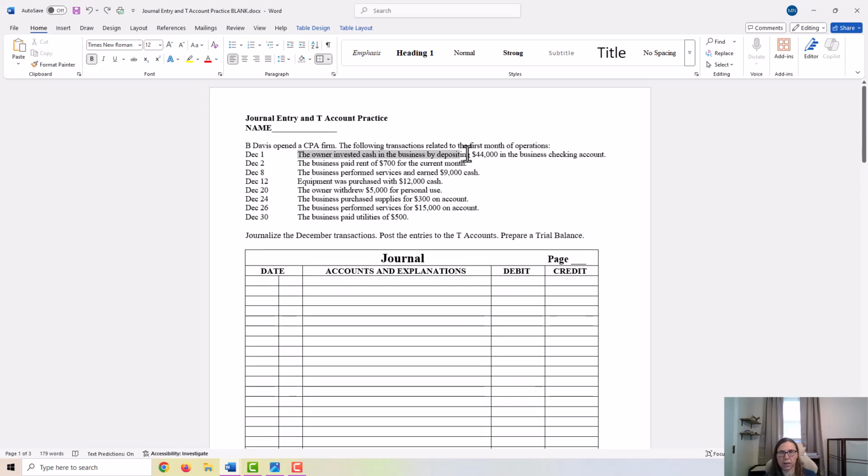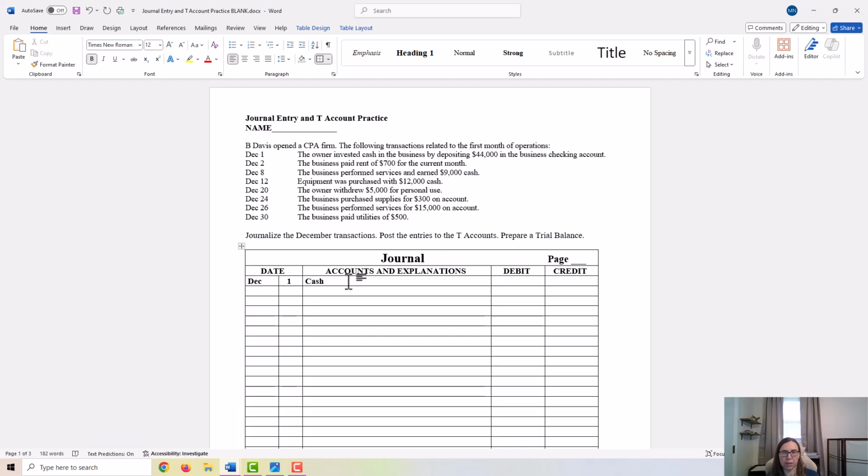The first transaction is the owner invested cash in the business by depositing $44,000 in the business checking account. That was on December 1st. You could put the year above. You could add a line to add the year, but I'm just going to skip that and just go right into the month and the day. This transaction is going to increase cash of the business. When you add to cash, which is an asset, you would do a debit.